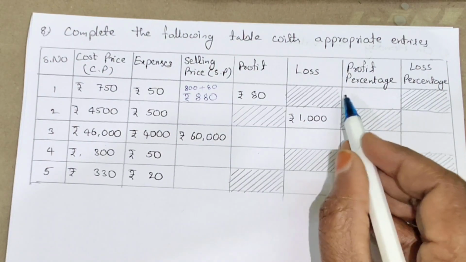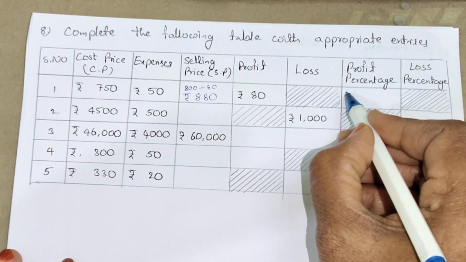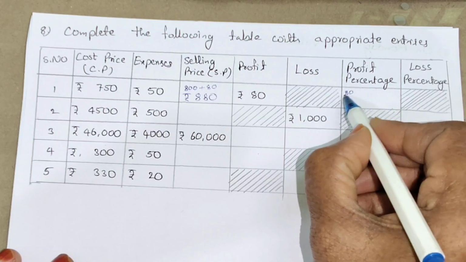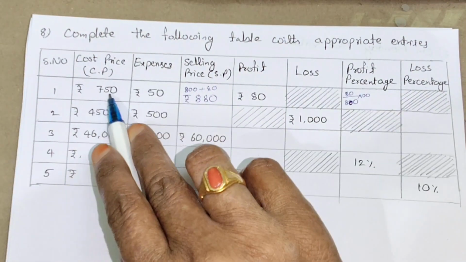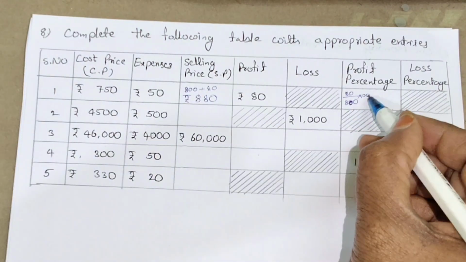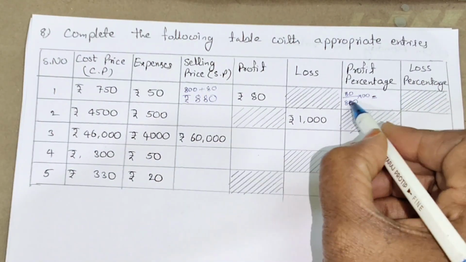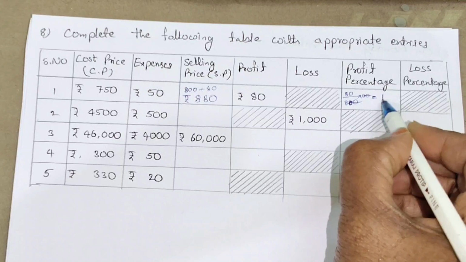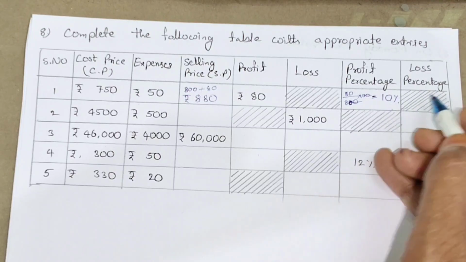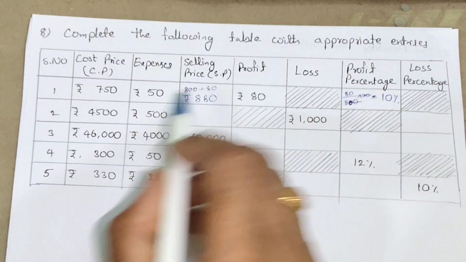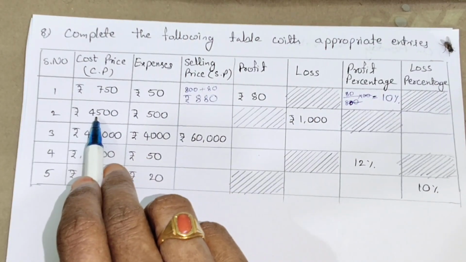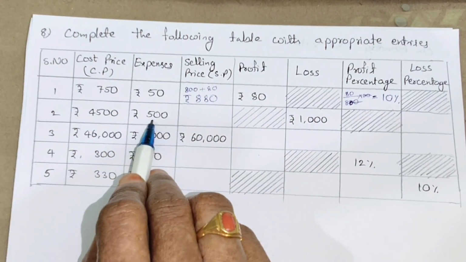Profit percentage means we write 80 by 800 cost price, 750 plus 50 is 800, into 100. So two zeros get cancelled, 8 ones are 8, 8 tens are 10. The profit percentage is 10 percent. Now the second one: cost price is 4500, expenses is 500.